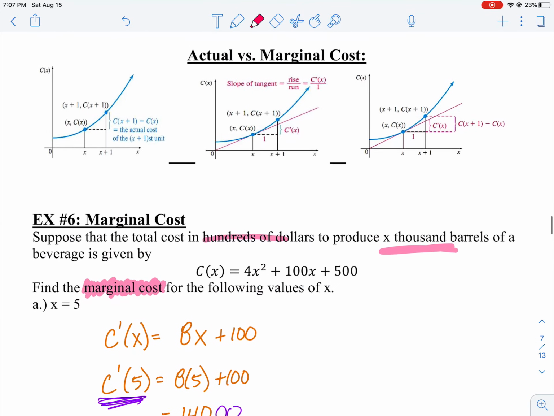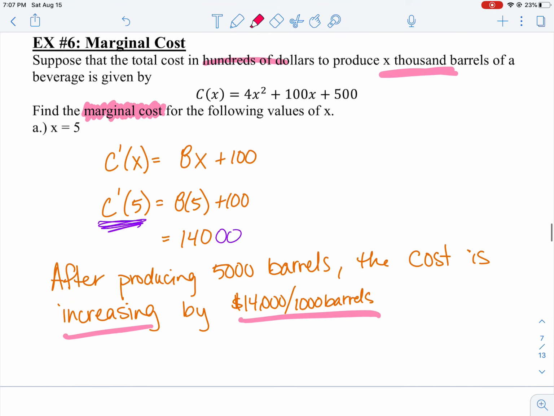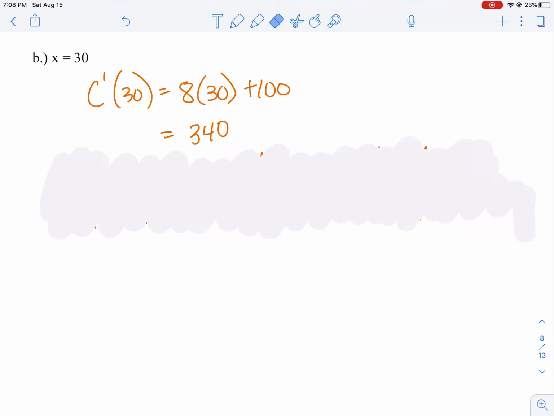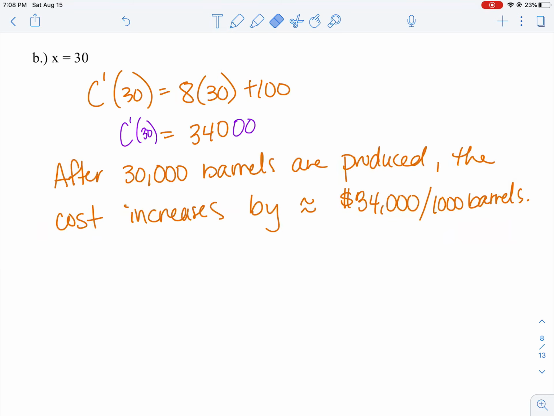Let's do another part. What about x equals 30? Meaning we're producing 30,000 barrels of this beverage? If we produce 30,000 barrels of this beverage, how is my cost changing? Well, let's take our derivative, our marginal cost, plug in a 30, and I end up getting 340. But remember, this C prime is really the rate at which my cost is changing in hundreds of dollars. And when is this happening? And what is happening? Let's write a sentence.